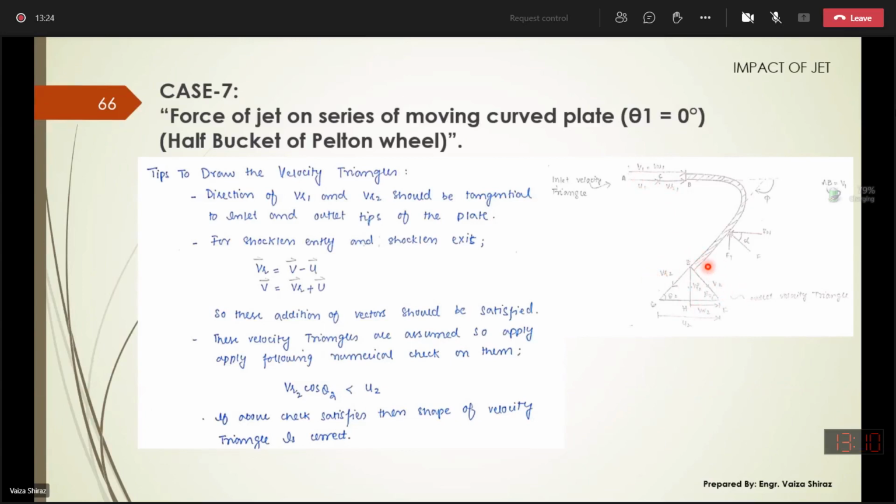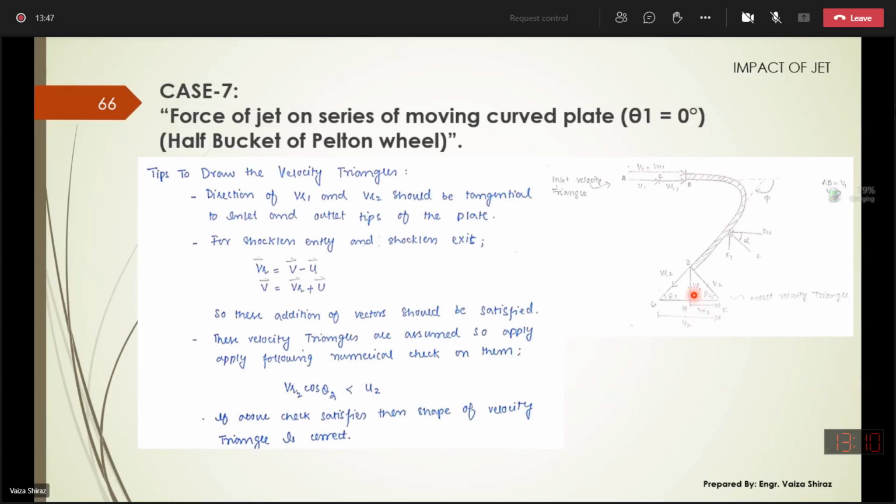Now the next step is to draw a vertical line from E till it intersects this line GF. It will intersect at point H. So this line EH is termed as VF, and respectively this line HF is termed as VW. Now what is this VF and VW?